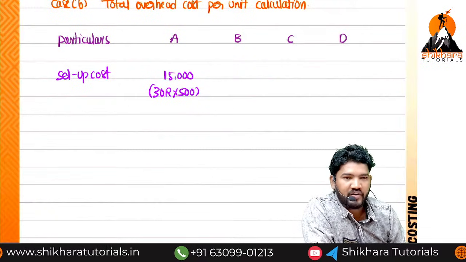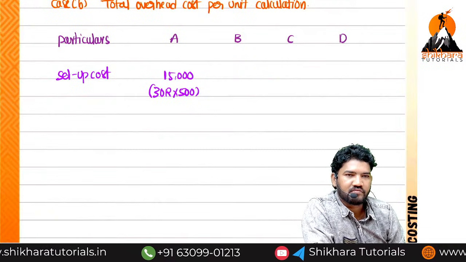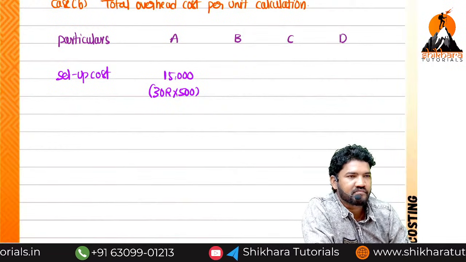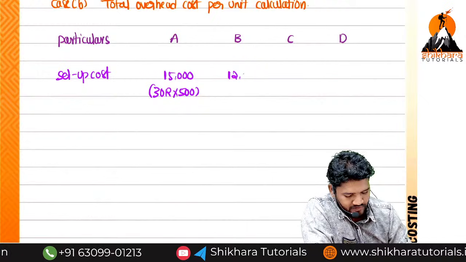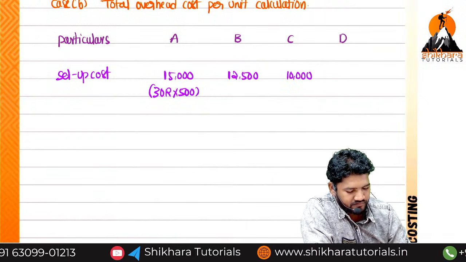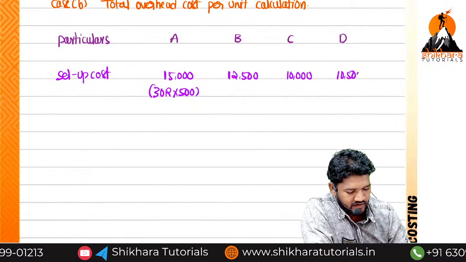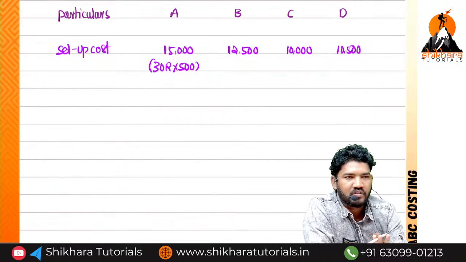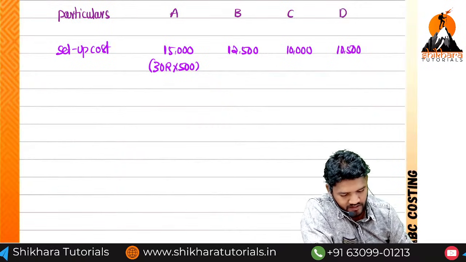Hey Sumant, you are not writing notes, huh? B: 12,500. What about C? 10,000. What about D? 10,500. For each and everything you have to write a working note. Clear? Next.